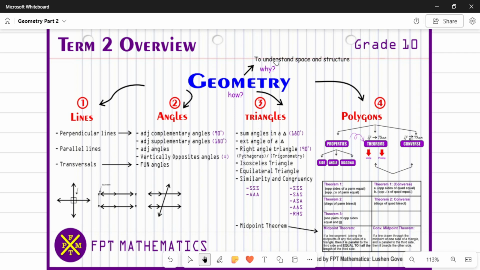Yes, so this is a neat summary of everything that you need to know in geometry, right? Why do we study geometry? It's to understand space and structures. How do we do that? How we understand space and structures is by making use of lines, angles, triangles, and then polygons.